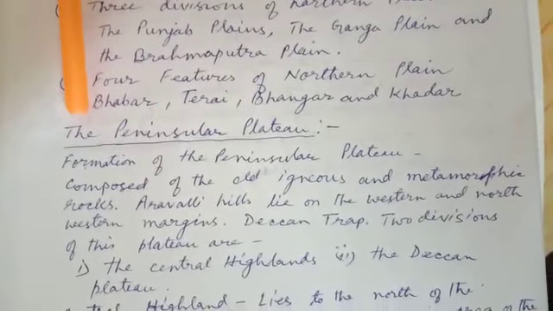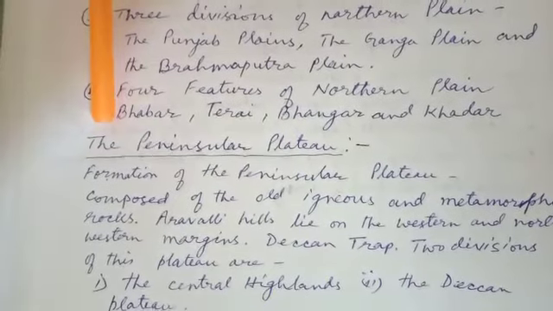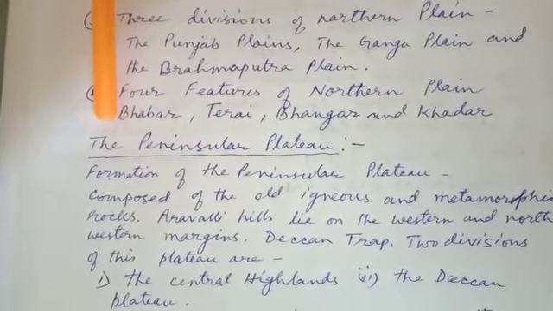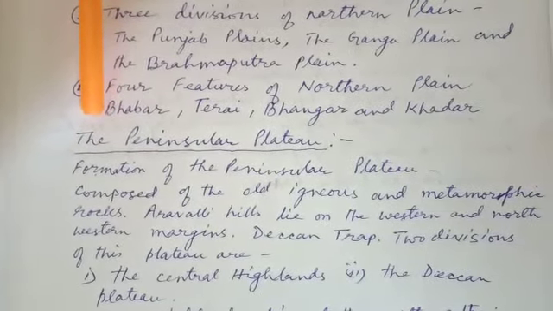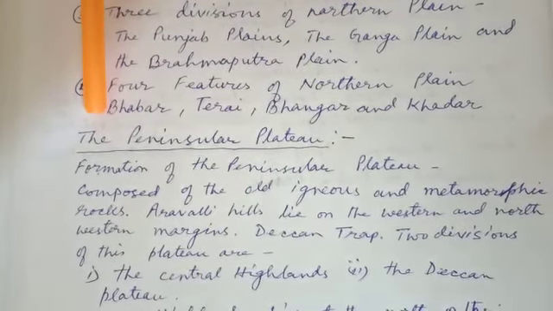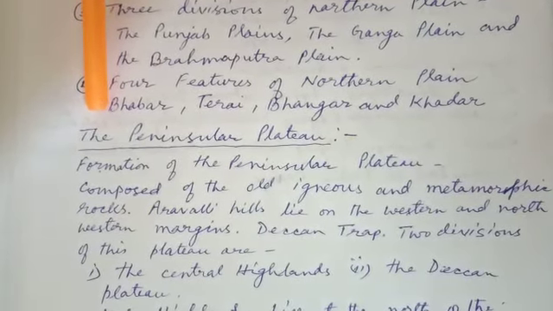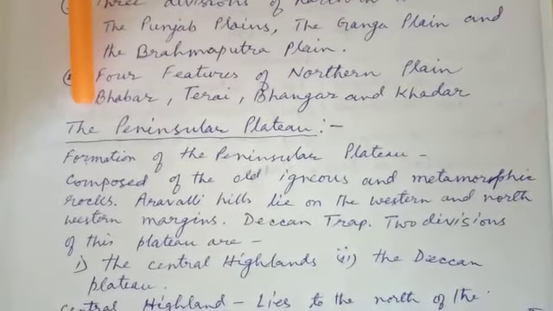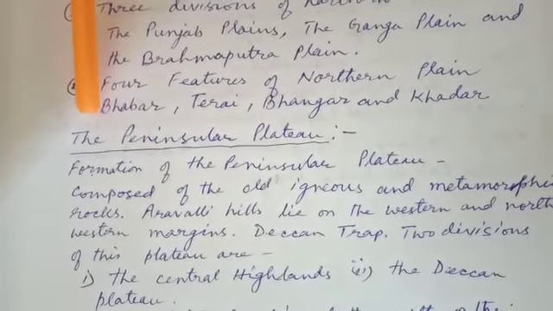Next, the peninsular plateau, another portion of the physical part. This region is composed of old igneous and metamorphic rocks. Then the Aravalli hills lie in the western and northwestern regions of the peninsular plateau. They extend from Gujarat to Delhi in a southward and eastward direction. The black soil area of the peninsular plateau is known as the Deccan Trap.